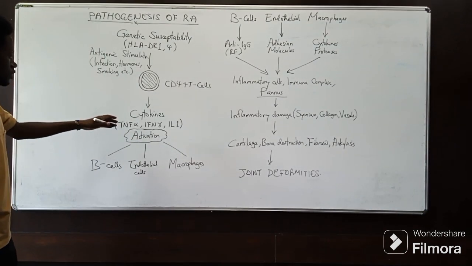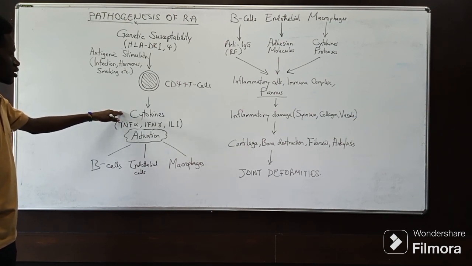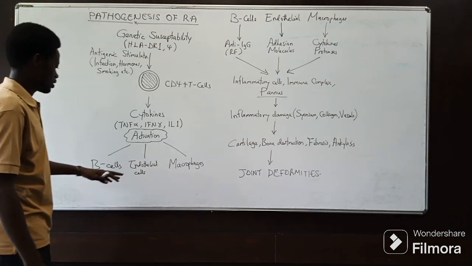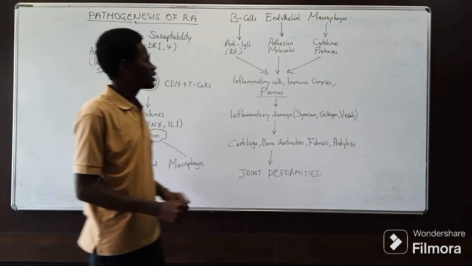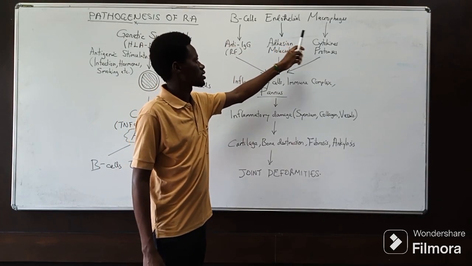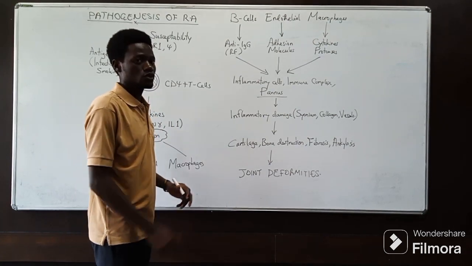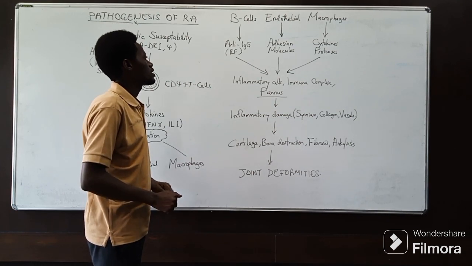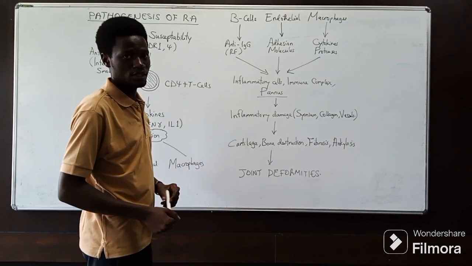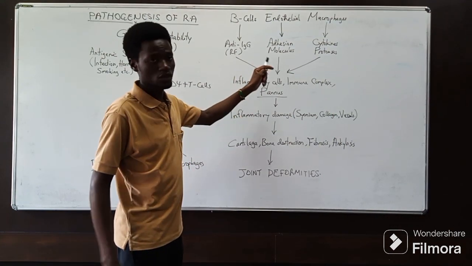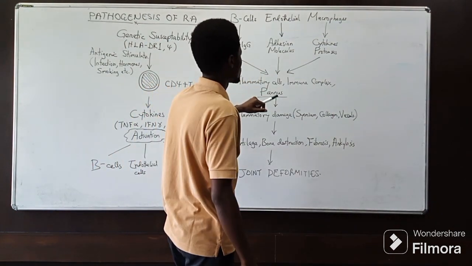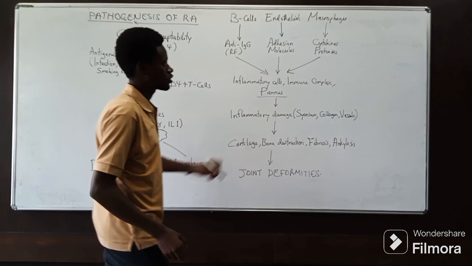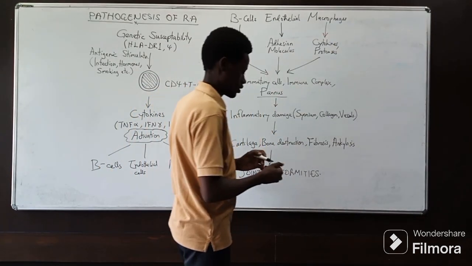After release of these cytokines, they are going to activate the B cells, endothelial cells, and macrophages. Then, after these are activated, they are going to perform the following accordingly. The B cells are going to release anti-IgG, which is also referred to as rheumatoid factor. Endothelial cells are going to lead to adhesion of molecules, and macrophages are going to lead to cytokine and protease release. So more cytokines are released here by the macrophages' effect.